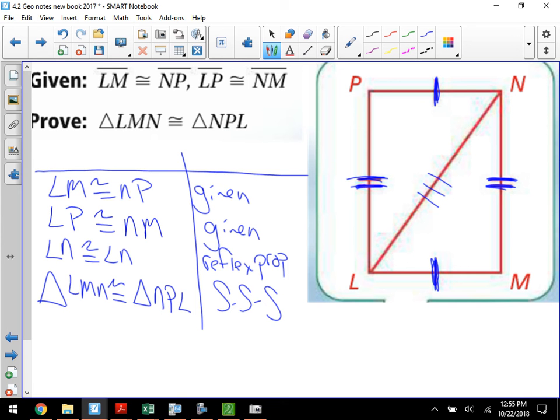Of those 8 things, 4 of them were given. So if you look at it, 4 of those statements were given to you. Actually, 5 of those 8 statements were given to you. LN, NP, LP, NM, those 4 were given. They also told you what you had to prove: triangle LNM versus triangle NLP. Right there, if that's all you wrote down, isn't that 5 out of the 8 things? That's more than half, isn't it?